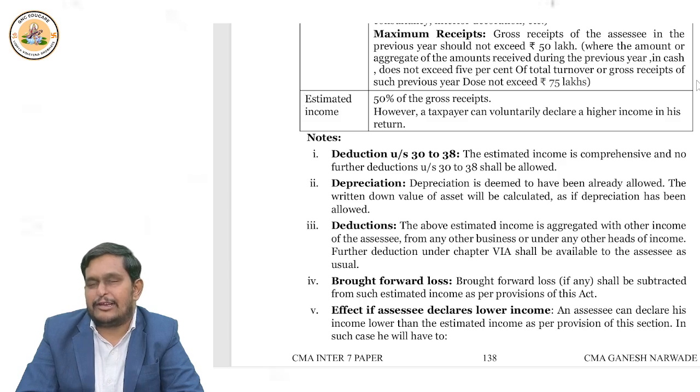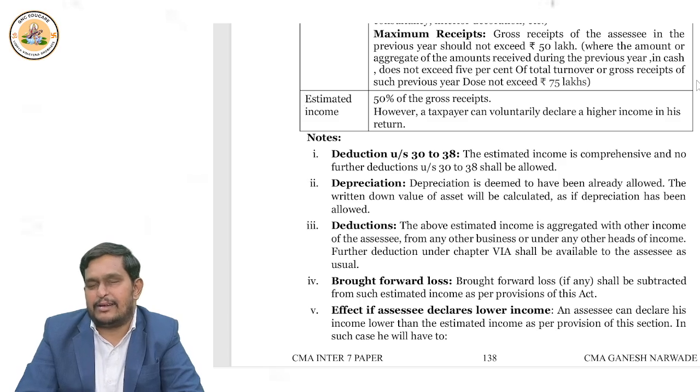Under 40B, whatever is the permitted limit, you can claim it as a deduction. Now, we discussed deductions under 30 to 38, we discussed deductions under 80C to 80U, and we discussed set off of losses. Now we have to discuss this section.